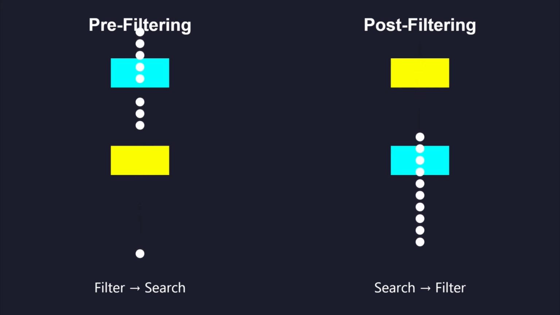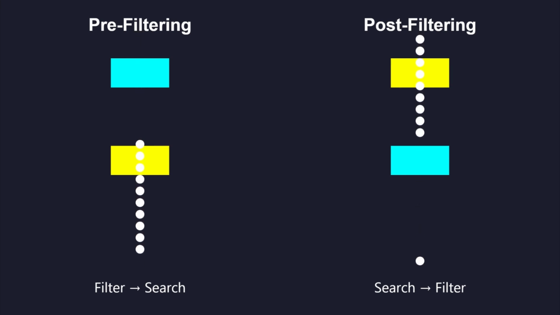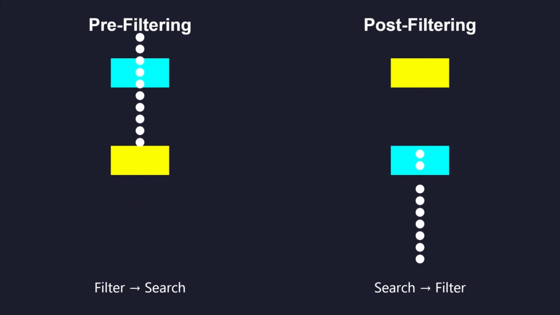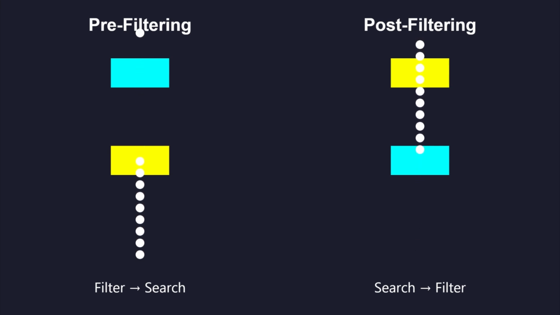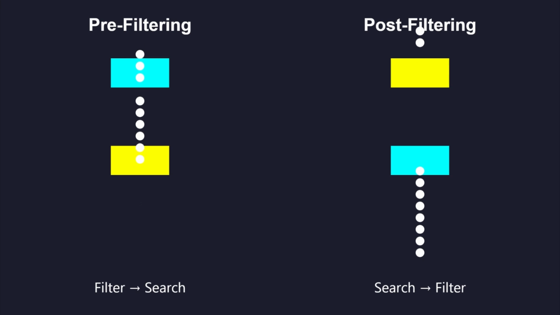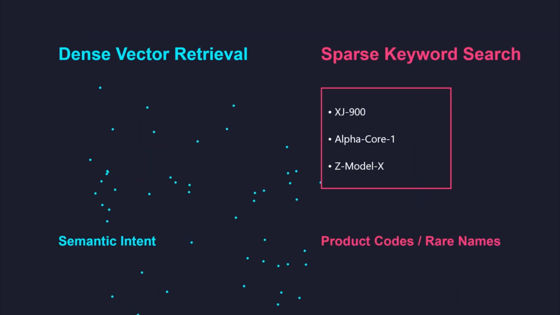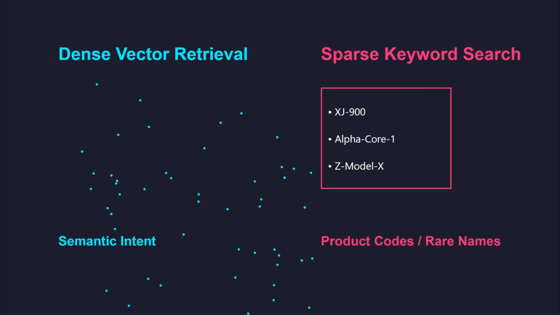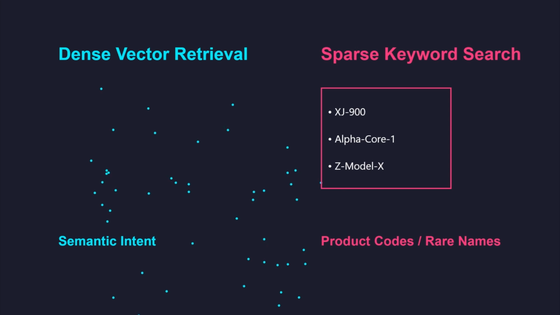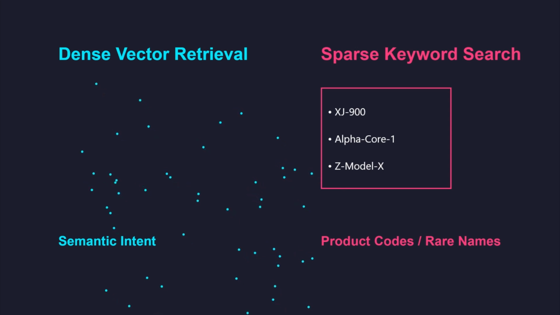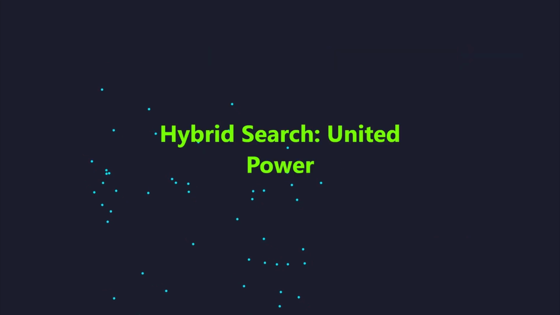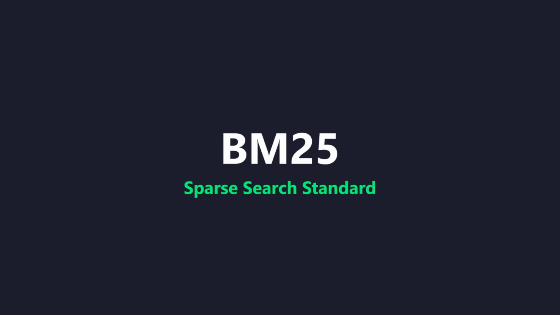Pre-filtering applies constraints before the vector search, ensuring every result meets the metadata criteria. Post-filtering performs the search first and then removes invalid results, which can lead to returning fewer results than the requested top K value. Hybrid search combines dense vector retrieval with traditional sparse keyword search. While vectors excel at understanding intent, keyword search is superior for finding specific technical terms, product codes, or rare names that might be overlooked in the vector space.